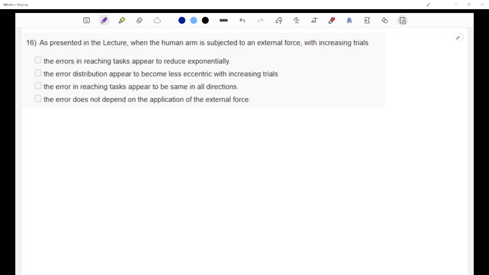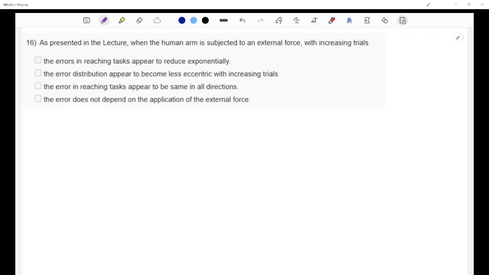So if a subject tries to reach a target point with the hand, is basically the experiment. But an external force is applied to the arm. Due to the external force, the trajectory becomes distorted, right? At the beginning, the brain does not know the disturbance. The hand trajectory deviates from the target. Error is large, definitely. But as the person repeats the task, the brain learns the force field, the nervous system compensates, and the trajectory gradually improves. So, the option A is the errors in reaching task appear to reduce exponentially.